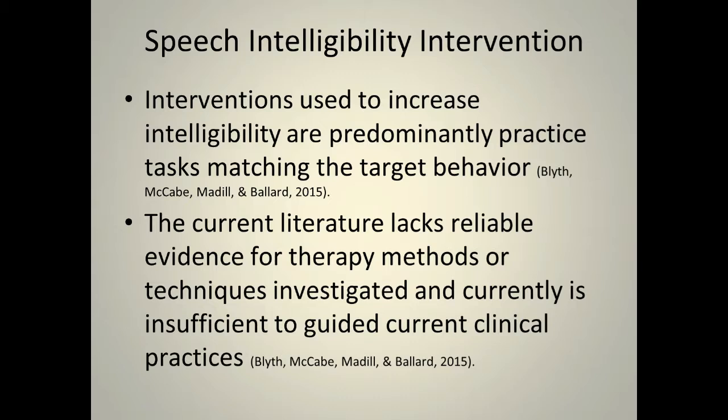4 studies reported speech intervention. All 4 studies described articulation training aimed at developing new movement patterns in order to compensate for altered tongue structure. 2 articles combined this with tongue and jaw range of motion exercises. The current literature lacks reliable evidence for therapy methods or techniques investigated and currently is insufficient to guide current clinical practices.